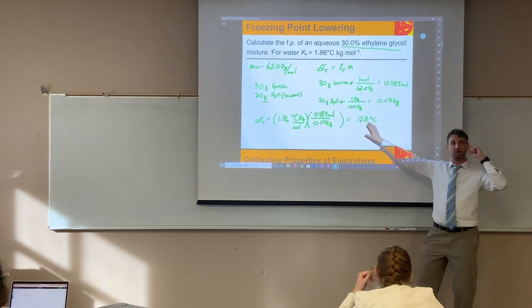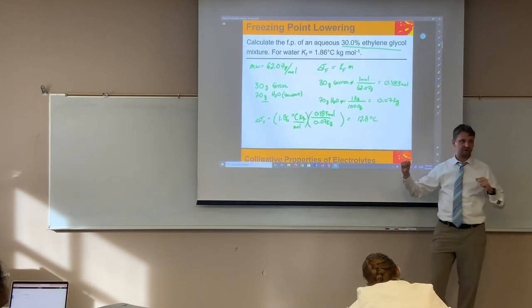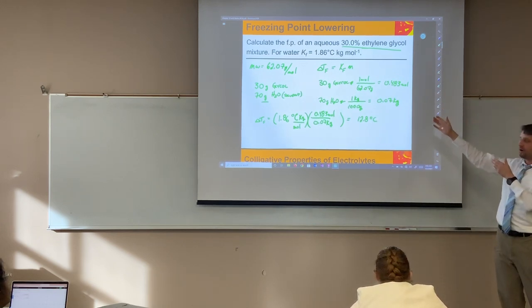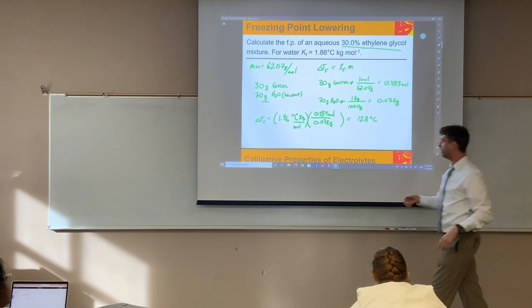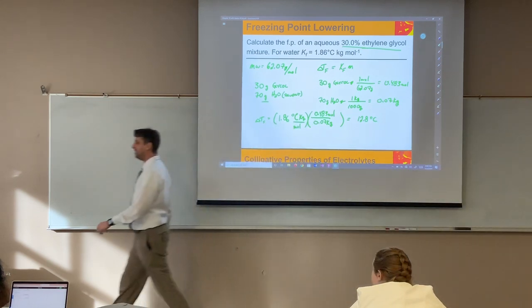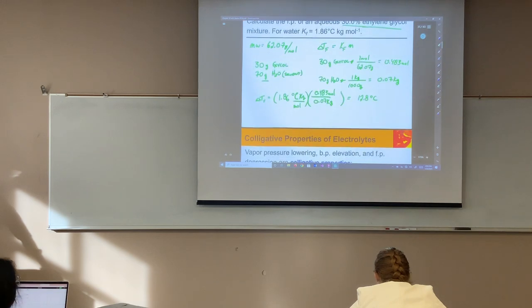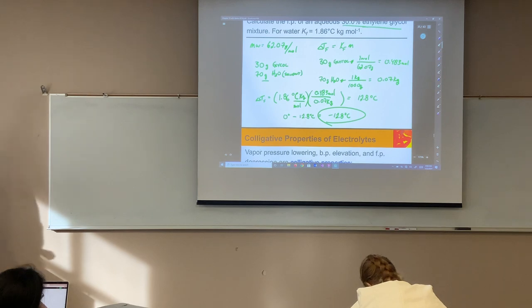So we have to ask ourselves, what was the original freezing point? Good? So what's the original freezing point of water? Well, you guys know, it's 0 degrees Celsius. So what is our new freezing point? Essentially, we would say our original freezing point of zero minus what we calculated. So our answer is negative 12.8.